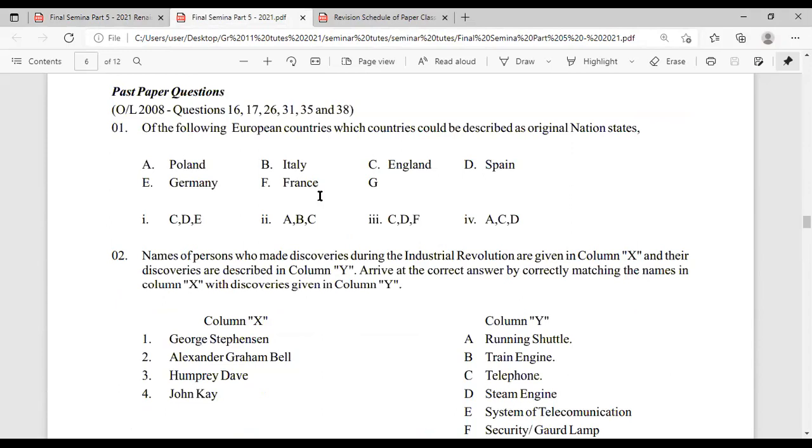Okay, the first question. Of the following European countries, which countries could be described as original nation states? So, what were nation states? Now, we will go into nation states later on. This is the next part of this political development. Okay, what's a nation state?